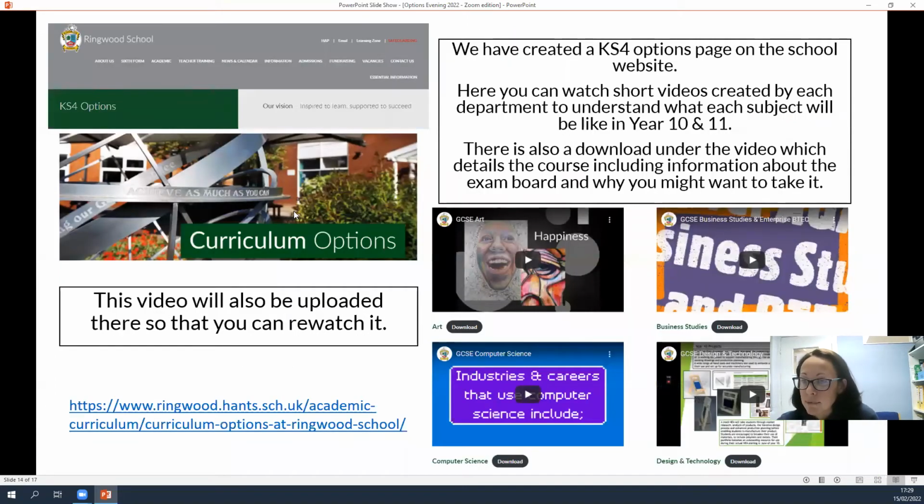The other thing that we've set up to try and help you with all of this is on our Ringwood School website. You'll go into academic and then scroll down to a page called Key Stage 4 options. You'll come up with this page, and on this page, this video will be posted. There's also a big image already of the option blocks, and our subject leaders have created 5 to 6 minute, sometimes 10 minutes, videos about their course.